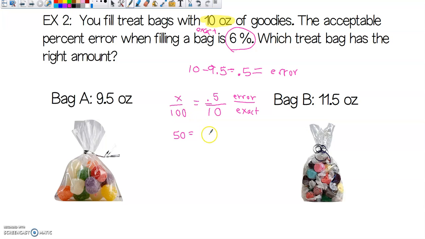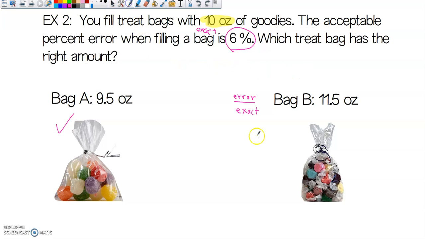100 times 0.5 is 50, and then 10 times x is 10x. Go ahead and divide by the odd guy out. 5% is our error. So it looks like, since 5% is my error, this bag is good. It works. Let's try the next bag. See how we did filling it, or if we made a mistake here.